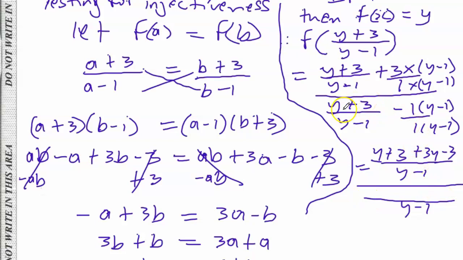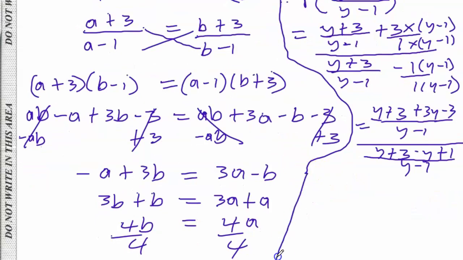And what's in the numerator now? Y plus 3 and minus 1 times y, that's minus y, and minus 1 times minus 1, that's positive 1. Alright, so we end up with, top here, that's 4y, 4y over y minus 1.